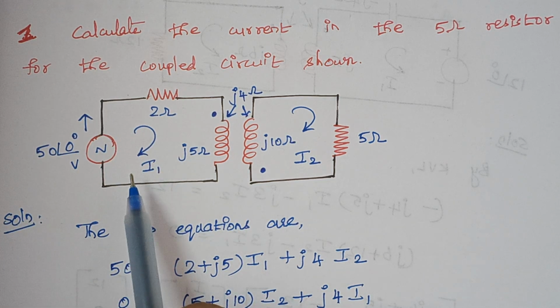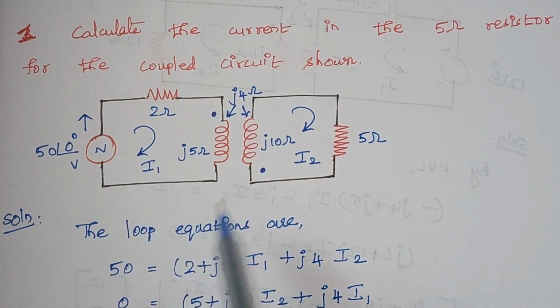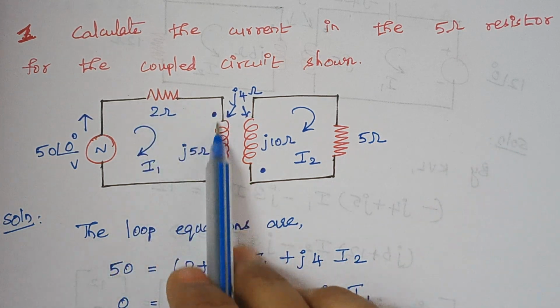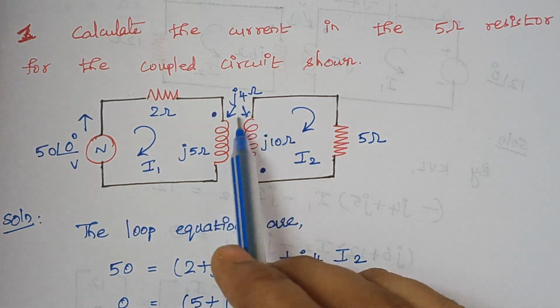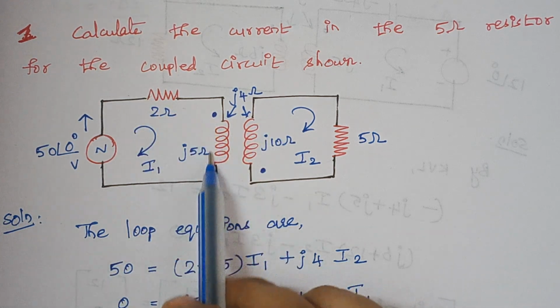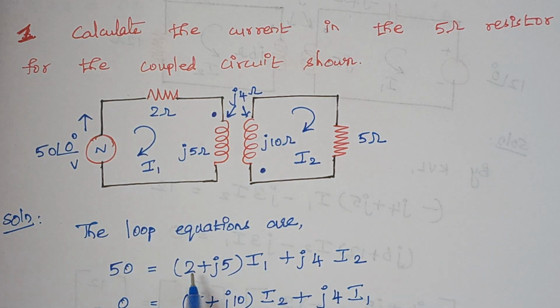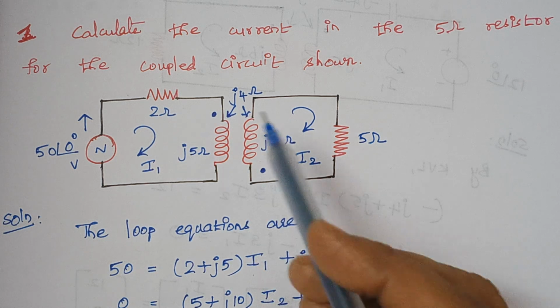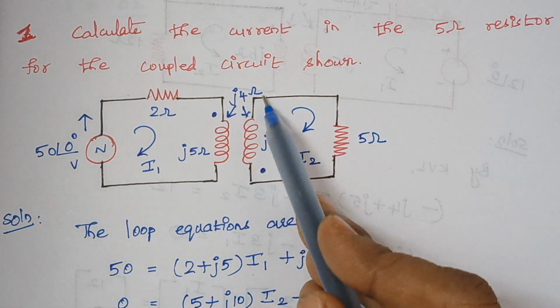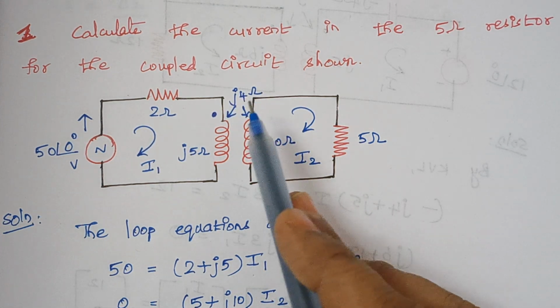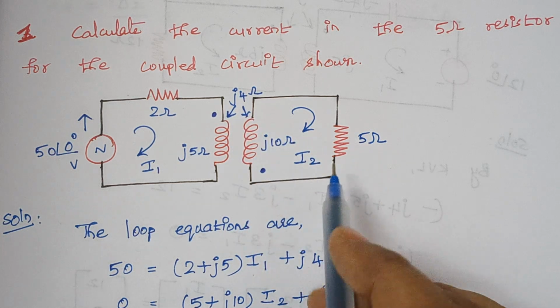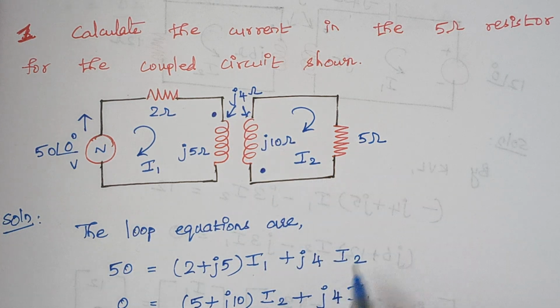And what are the voltage drops? The voltage drops are those that occur across these elements. Here I1 is the current that flows through this path. Therefore, (2 plus J5) into I1, plus the mutual inductance value J4, and that mutual inductance is because of the current that flows in the second loop. So, J4 I2.